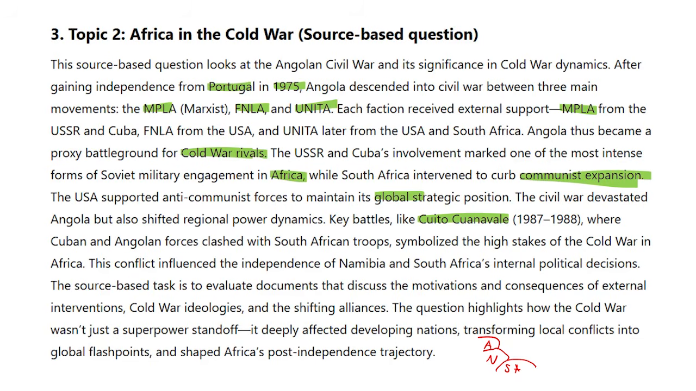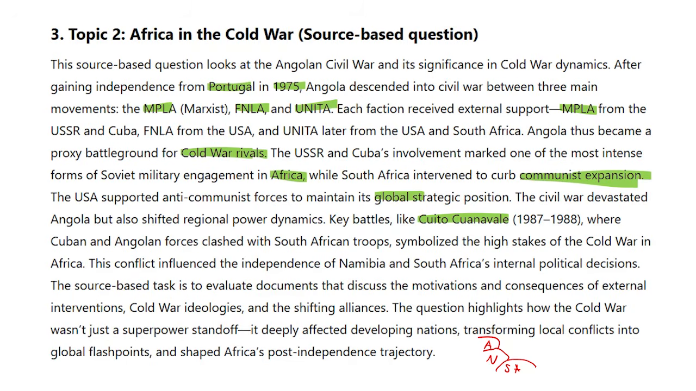And the source-based task here is to evaluate documents that discuss the motivations and, well, the consequences of external foreign intervention here. This is a source-based question. The Cold War ideologies and just shifting alliances. How was China communist but still fighting with the capitalist states? The question highlights how the Cold War wasn't just a superpower standoff between the USA and the USSR. It deeply affected developing nations.